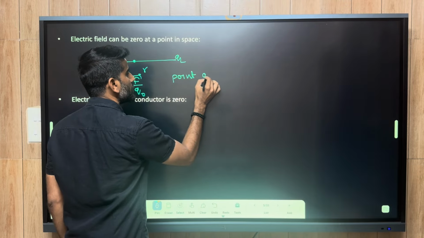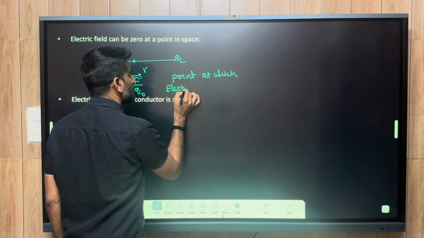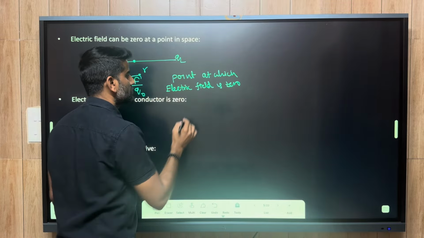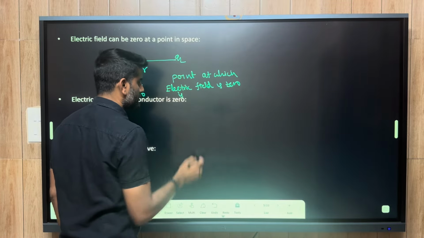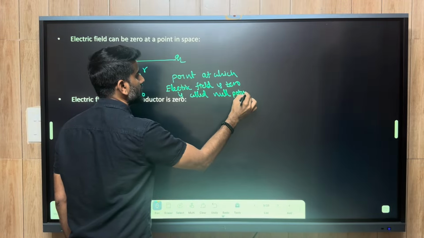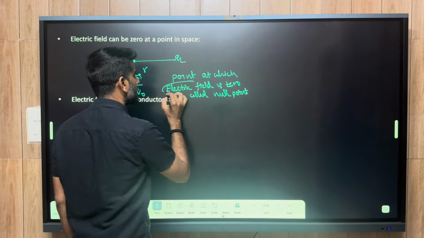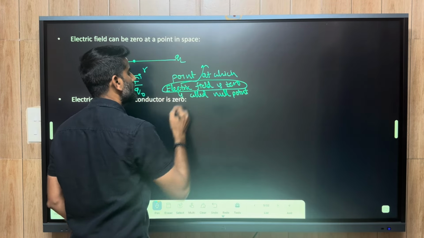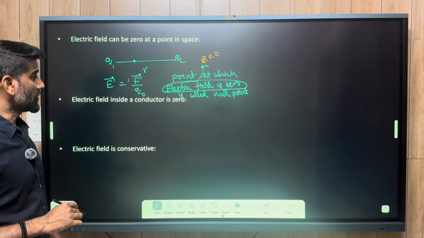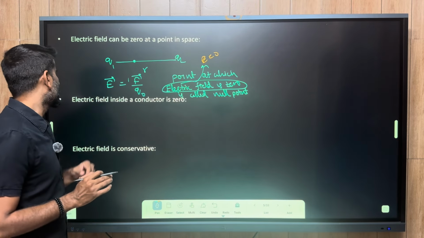The point at which the electric field is zero is called a null point. Null point is the point where the electric field is equal to zero. Okay, so the electric field can possibly be zero at some point. Now let's move on to the next one.